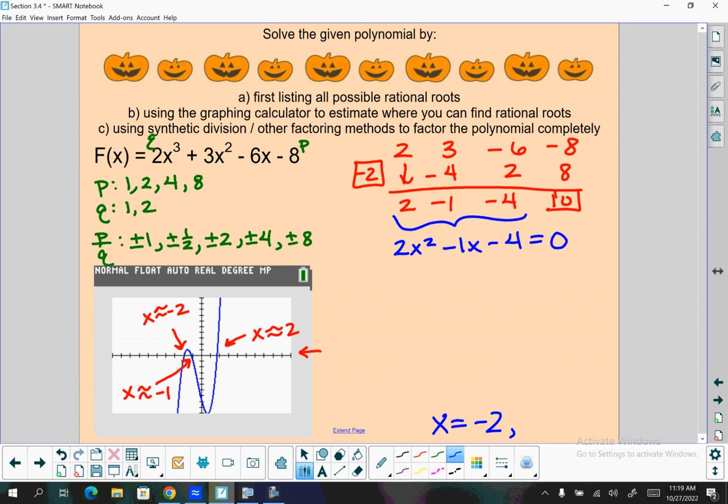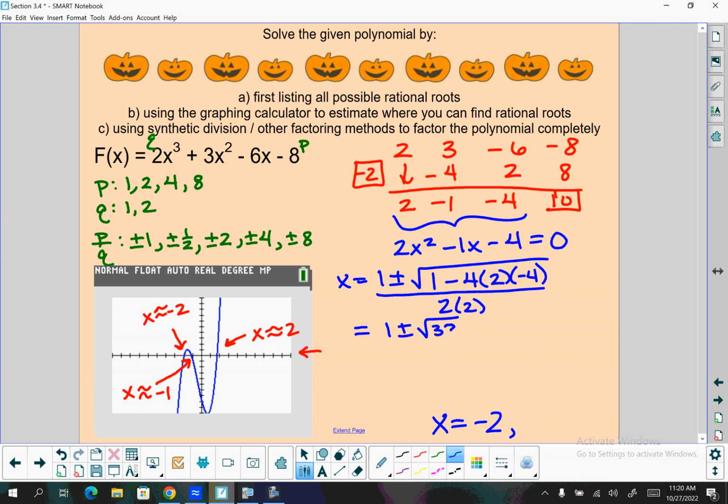Most of the time, these are not going to be factorable, I'll warn you. So if you see something like this, I would probably go straight to the quadratic formula to get my other 2 answers. X equals, opposite of b is a +1, plus and minus square root. B squared is +1, minus 4 times a is 2 times c is -4, all over 2 times a, 2 times 2. So I get 1 plus and minus, what am I going to get under there? 33 under my square root over 4.